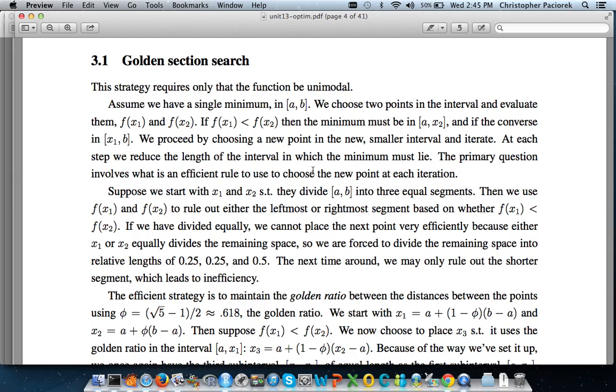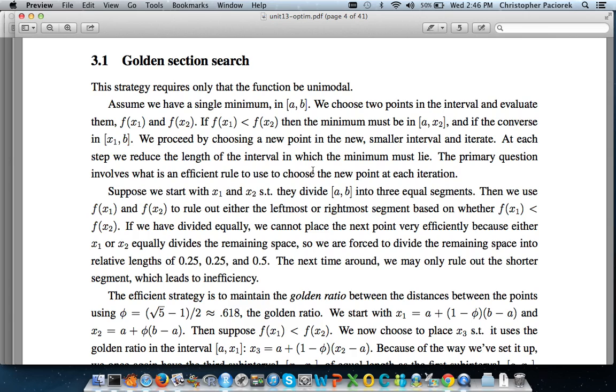Okay, so we're going to assume that we have some function f, and we know the minimum lies between points A and B. So we're just searching in this domain of x between A and B. We're also going to assume that this thing is unimodal, so it only has one minimum in this area. I'm ruling out problems where things look like that, because here we have two critical points, and that makes it harder to find the actual global minimum.